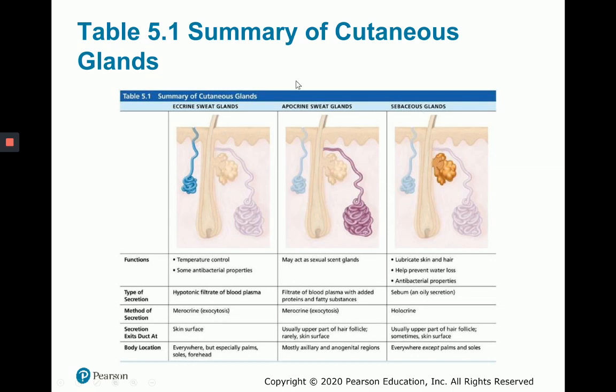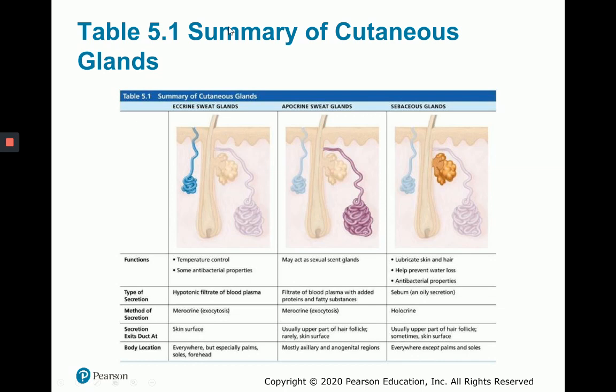Both types of sweat glands are going to be merocrine, meaning that exocytosis is the main way in which the cells that make up these glands secrete their product. We're not going to see dead cell fragments or apoptosis of the cells when they secrete their product.